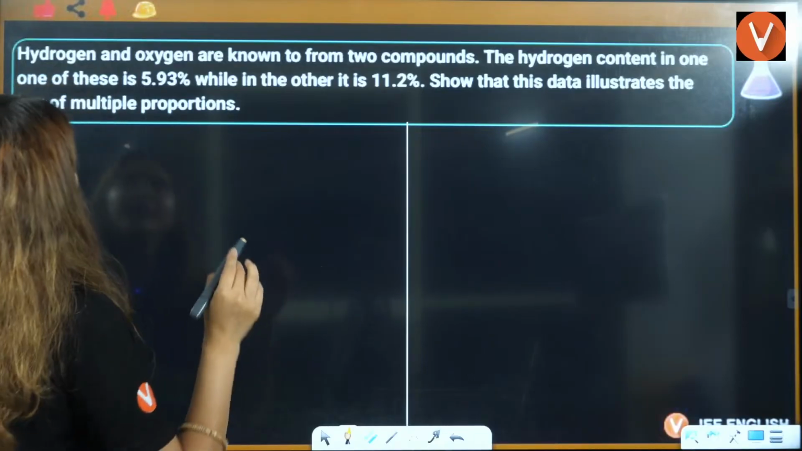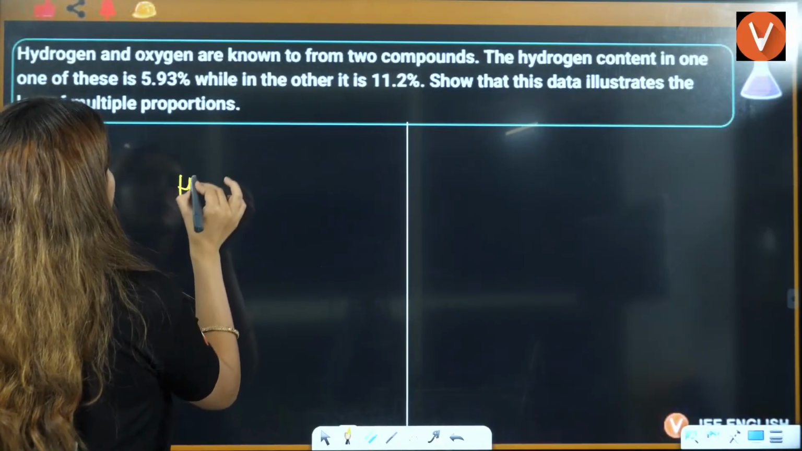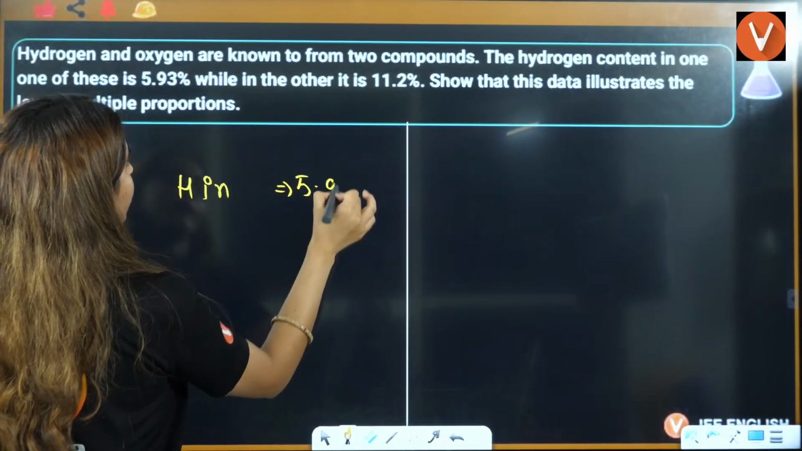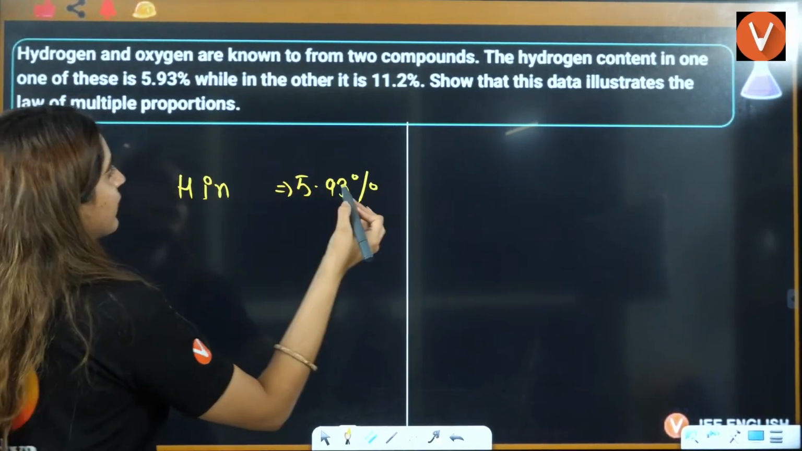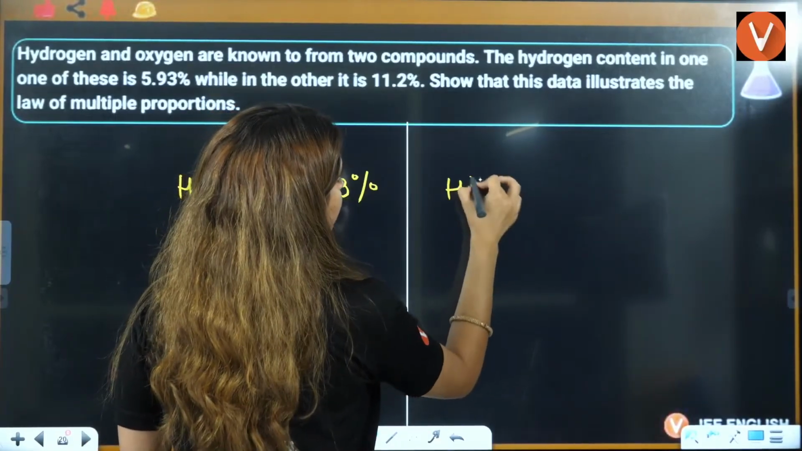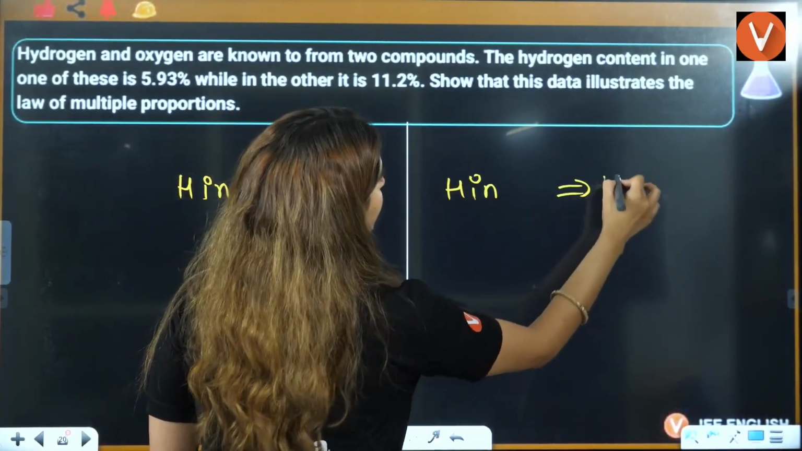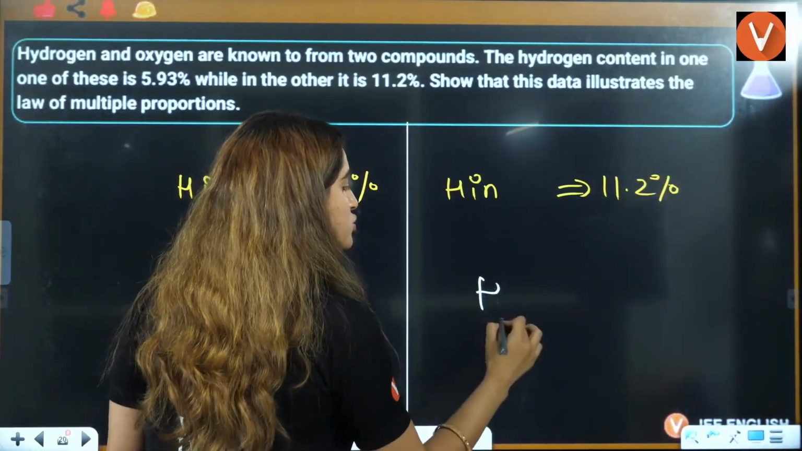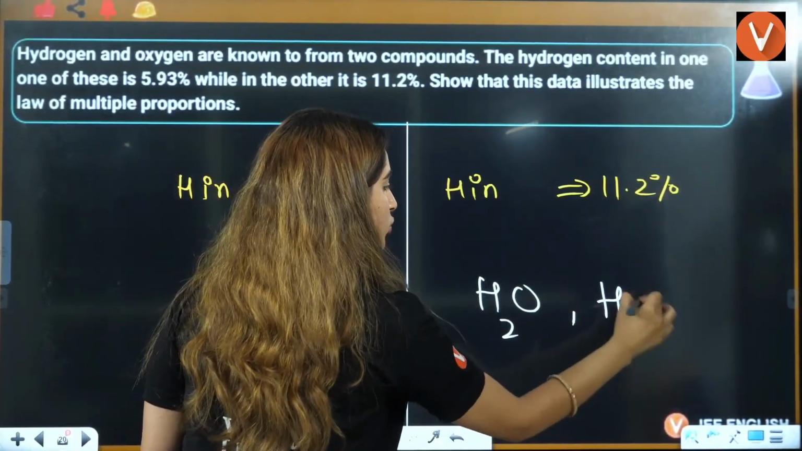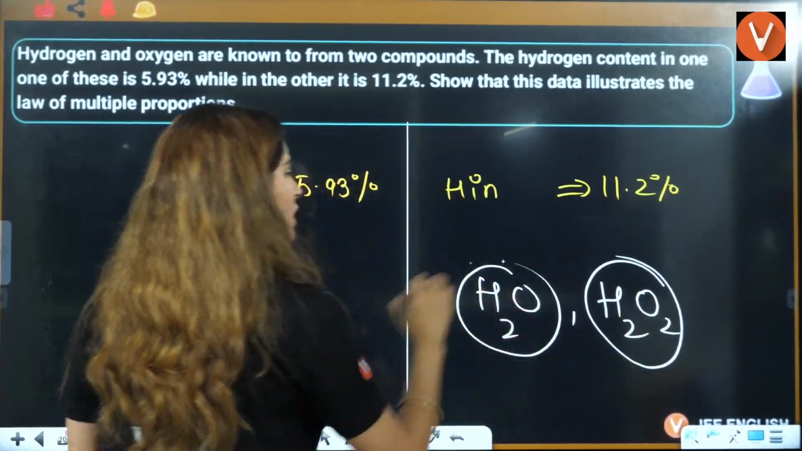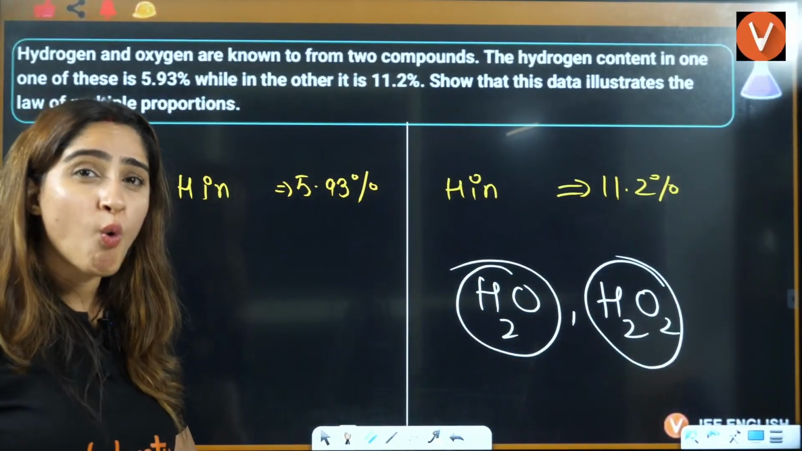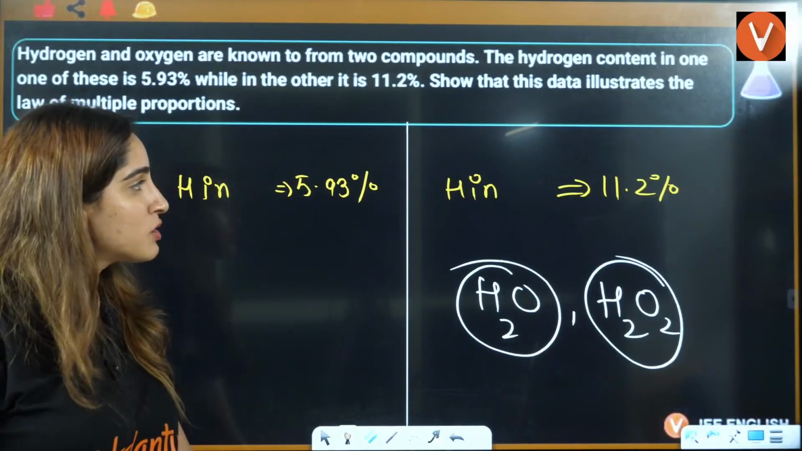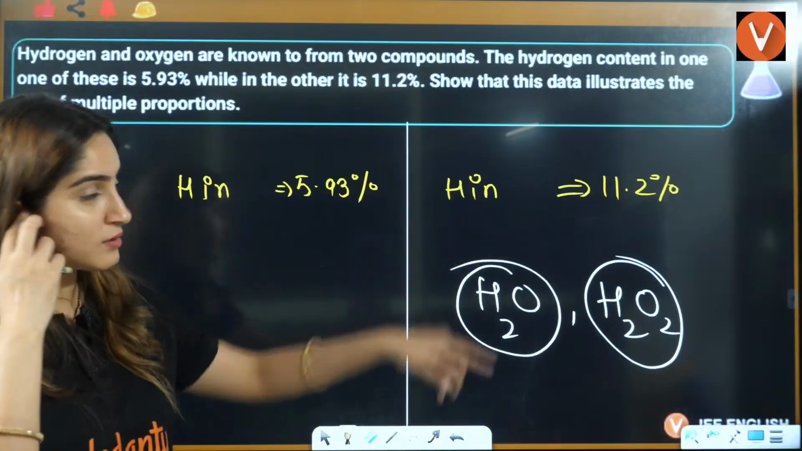The hydrogen content in one of these compounds is 5.93%, and in the other compound it is going to be 11.2%. Say two compounds we have, one is H2O, the other is H2O2. Which compound has more ratio of hydrogen? That will be this one, right?